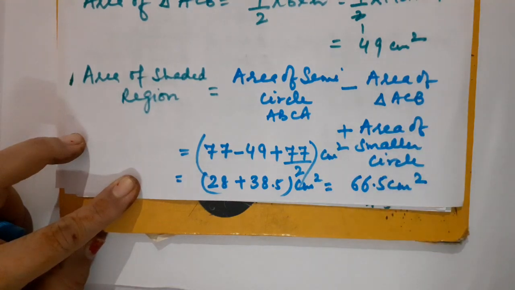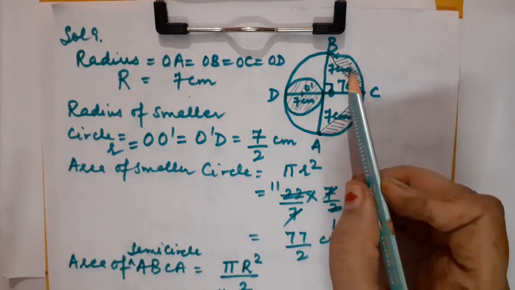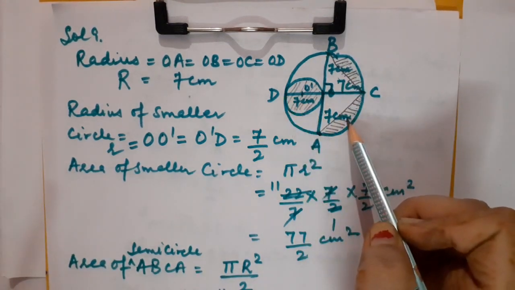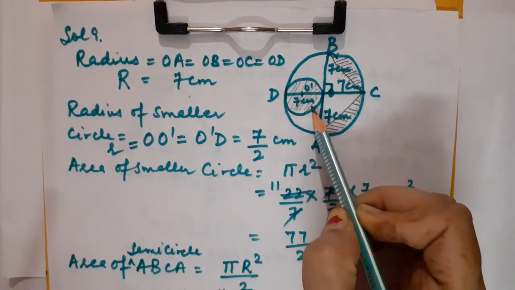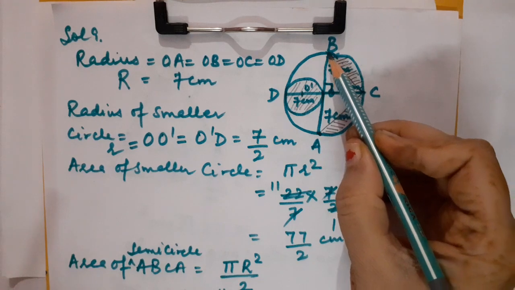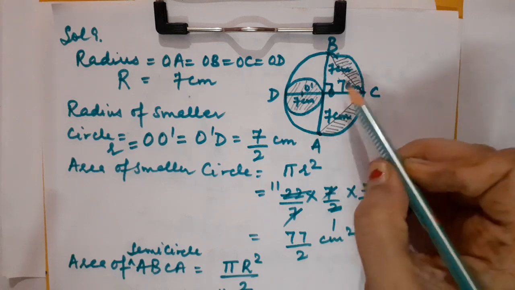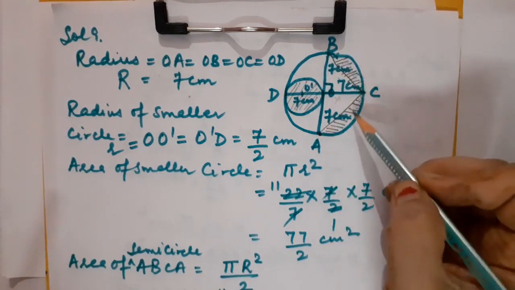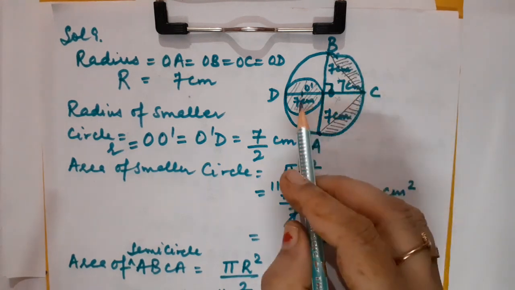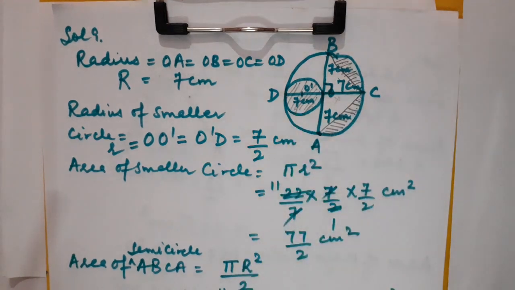Understood? So children, have you understood the concept behind it? How did I calculate the area of the shaded region? First of all, I calculated the area of this smaller circle. Then I calculated the area of this semicircle, that is ABCA, and I subtracted the area of the triangle from it. So through this I got this shaded region and I added that region to the area of this smaller circle. Got it, students? Okay, now I am going to switch to the next question.